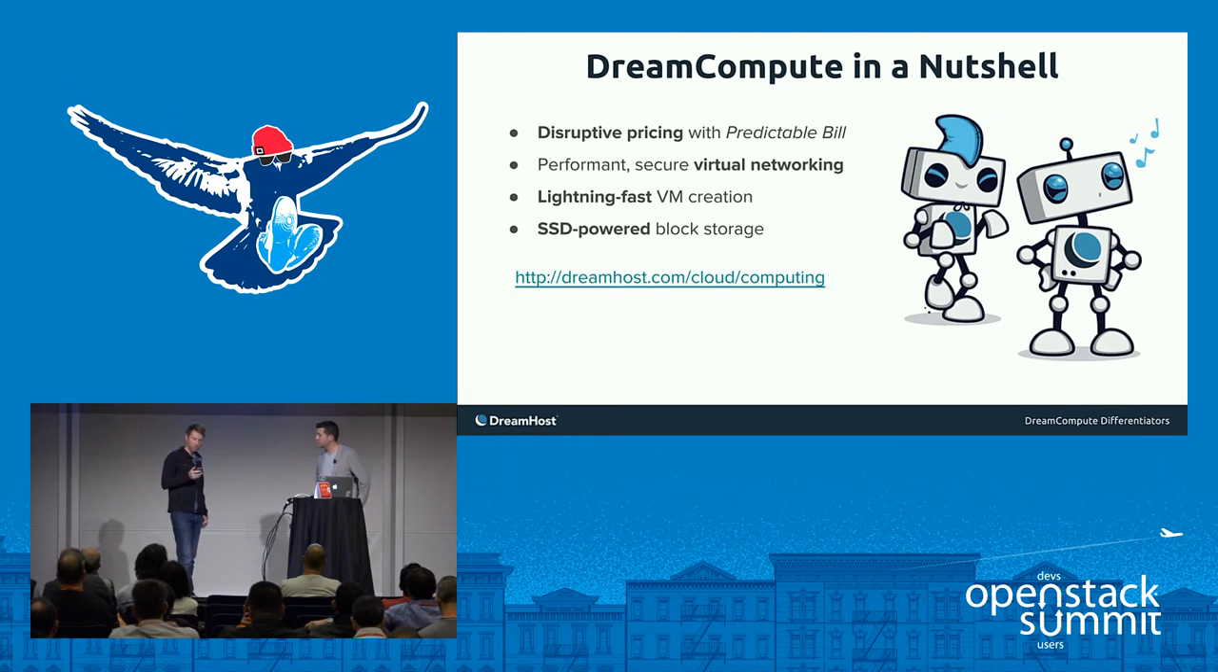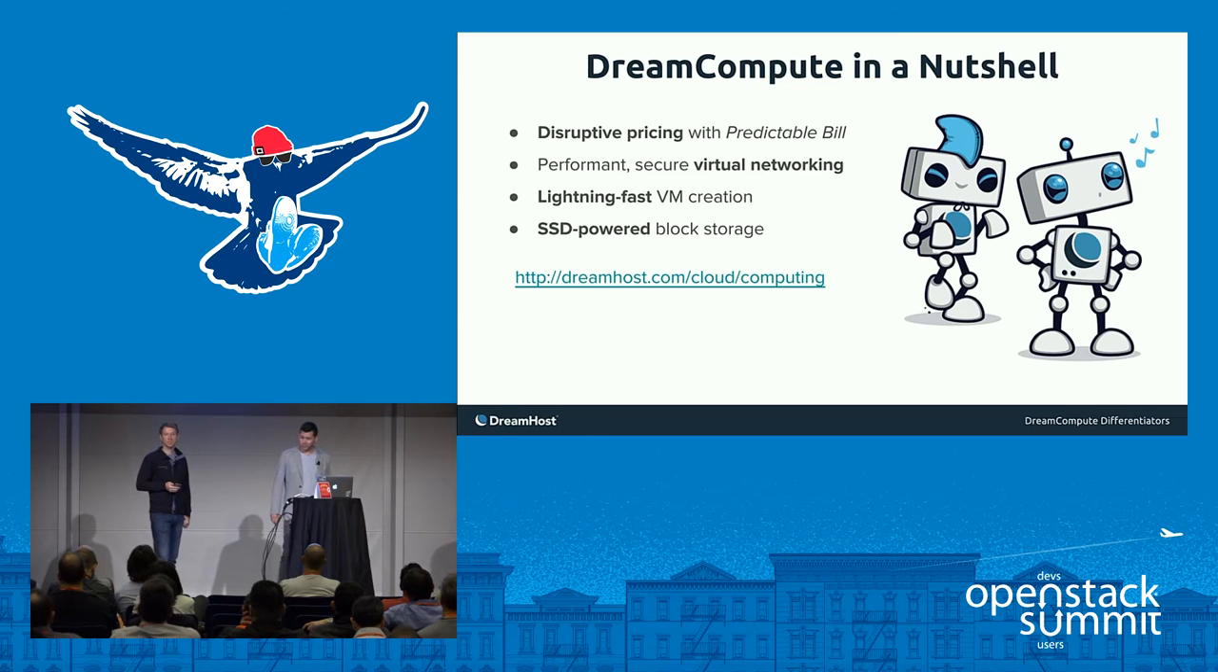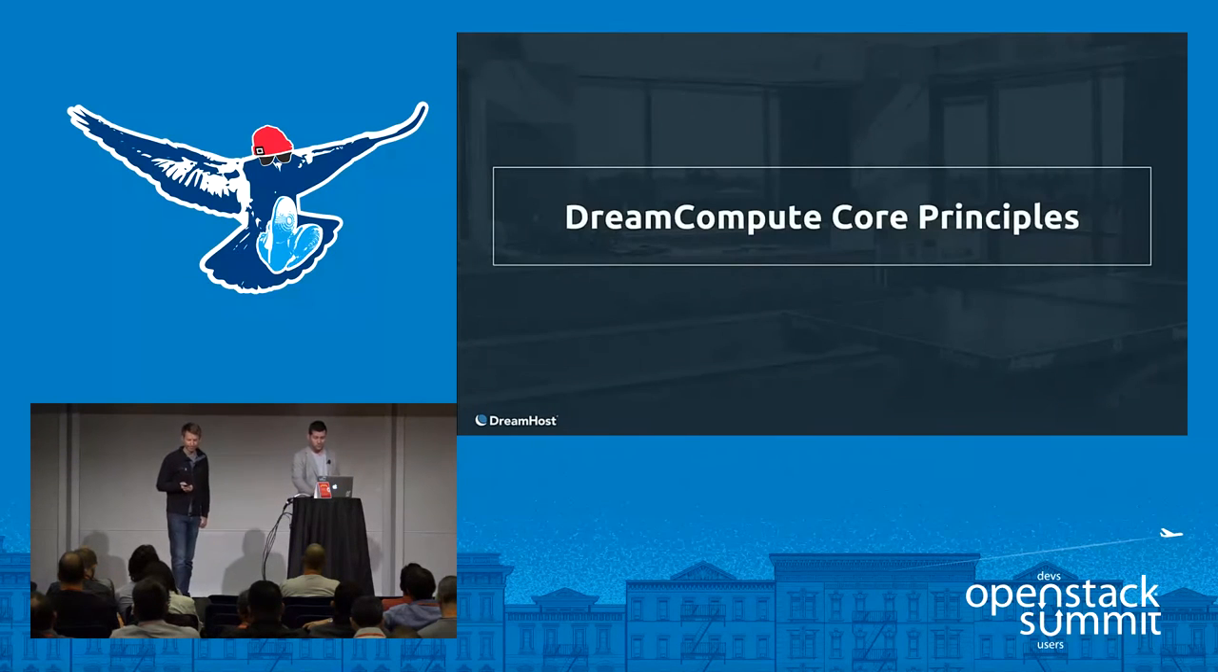So DreamCompute, in a nutshell today, powers everything, like Jonathan said, from simple websites to DreamHost internal services. Most of our new products will debut on top of DreamCompute, which is really great. Today it's super fast, boot SSH times in less than a minute, so we're very proud of that. It's super speedy. And it's evolved a lot from that 2011 design. We learned a lot from the early days of OpenStack, and we'll share a lot of that with you today.